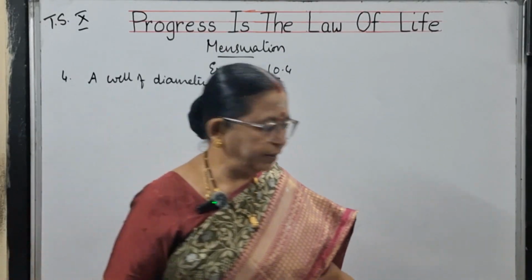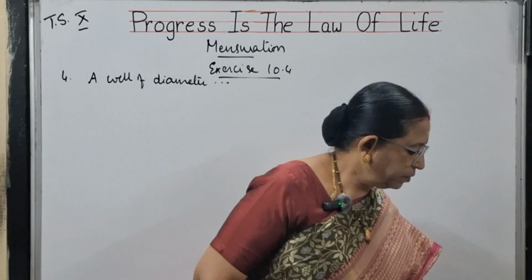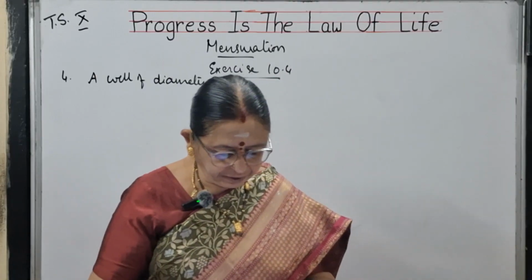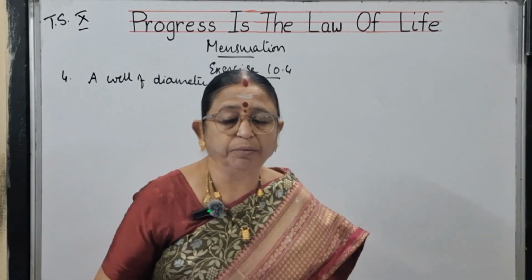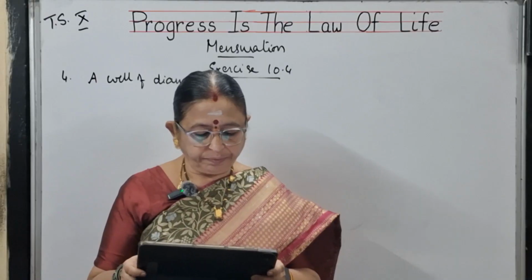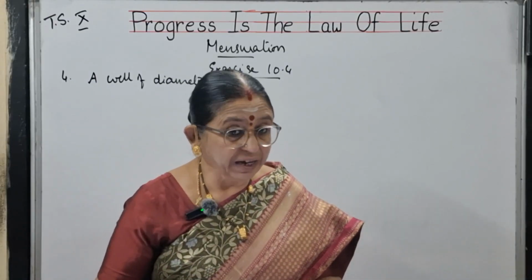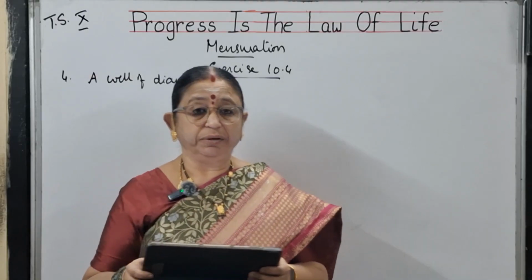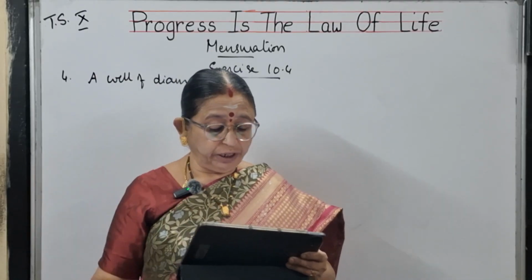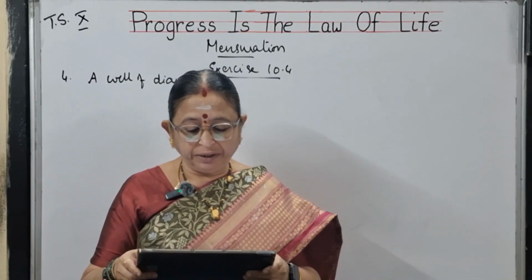I am now dealing with 10th class maths. Exercise mensuration, I am doing Exercise 10.4, fourth sum. A well of diameter 14 meters is dug 15 meters deep. They have dug a well 14 meters in diameter and 15 meters deep.